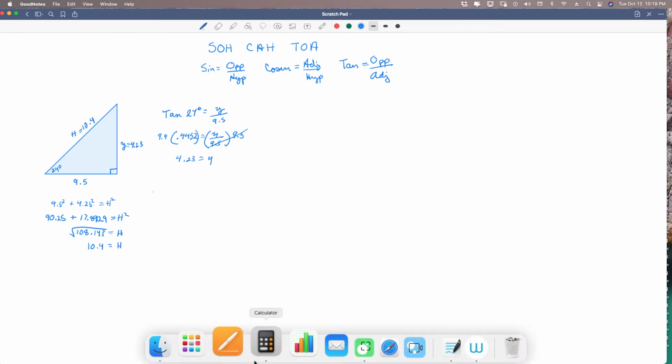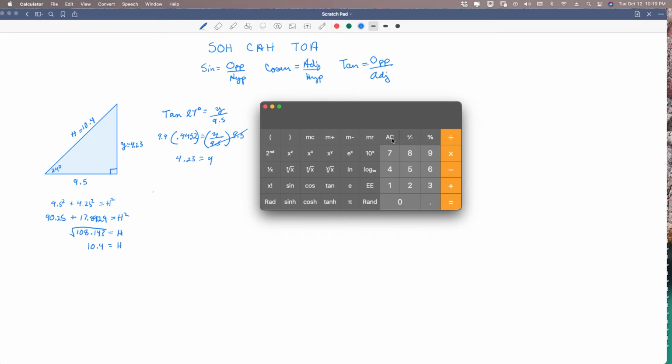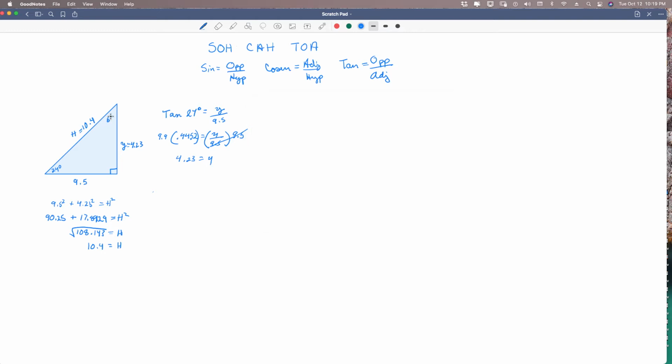All right, now I just have to find this missing degree here. That's easy enough. I have 180 minus my right angle minus the 24-degree angle that I have. That's going to be 66, so this is 66 degrees here. Easy peasy.